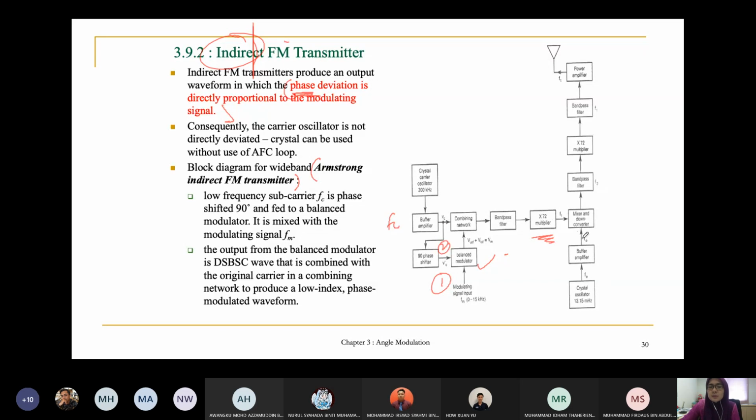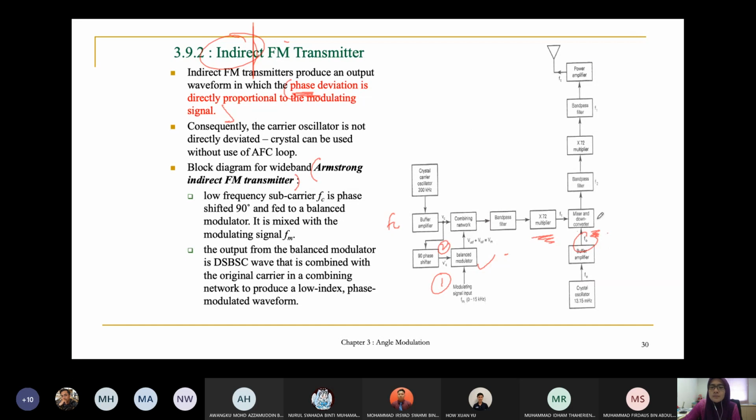After the multiplication process, look at here, we have the mixer and down converter. This is what we call the heterodyne process that you have learned previously. Remember, for the heterodyne process, you need two inputs. One input here is the output from the multiplier, and another input is the one that we generate from the crystal oscillator here.